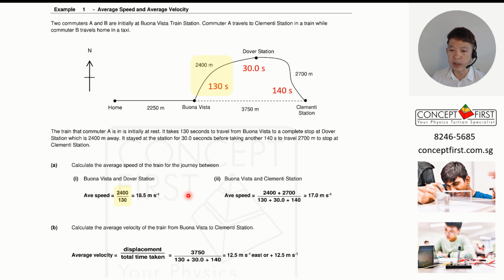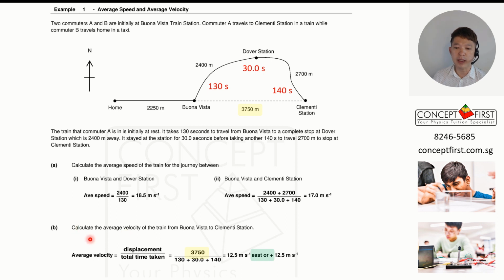The one interesting is A2, from Buena Vista to Dover and then to Clementi. What I want to highlight to you is that we will take into consideration even the time whereby the train is not moving. So even the waiting time is included as the total time. So this would then be the average speed.